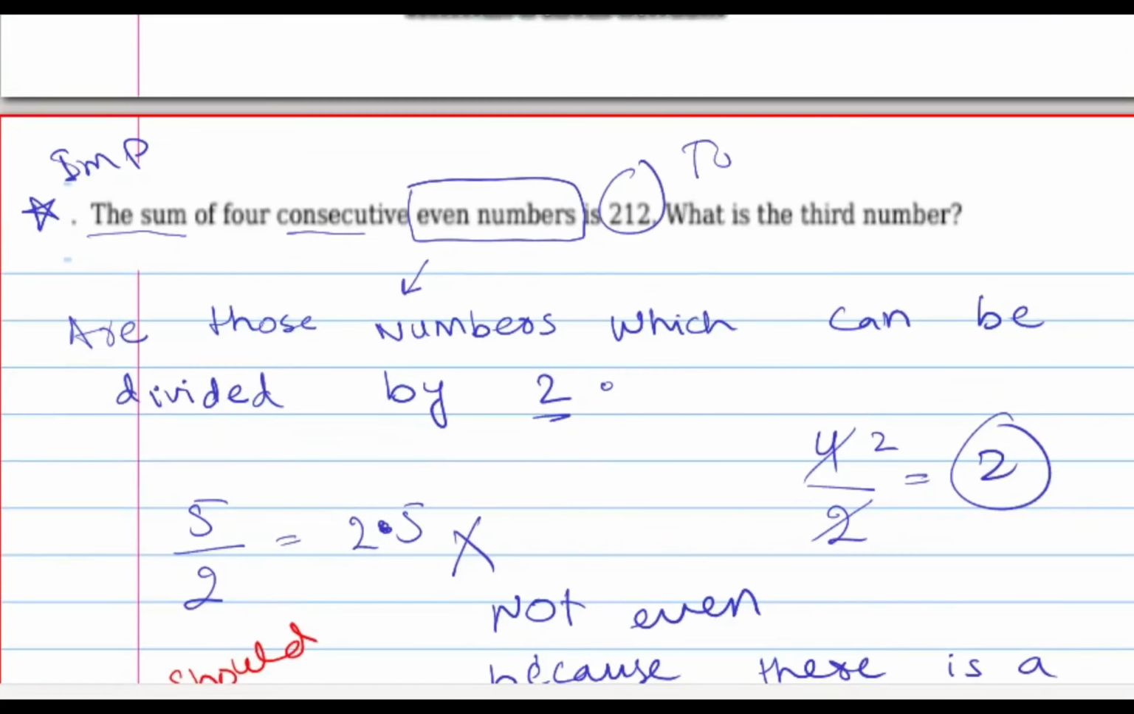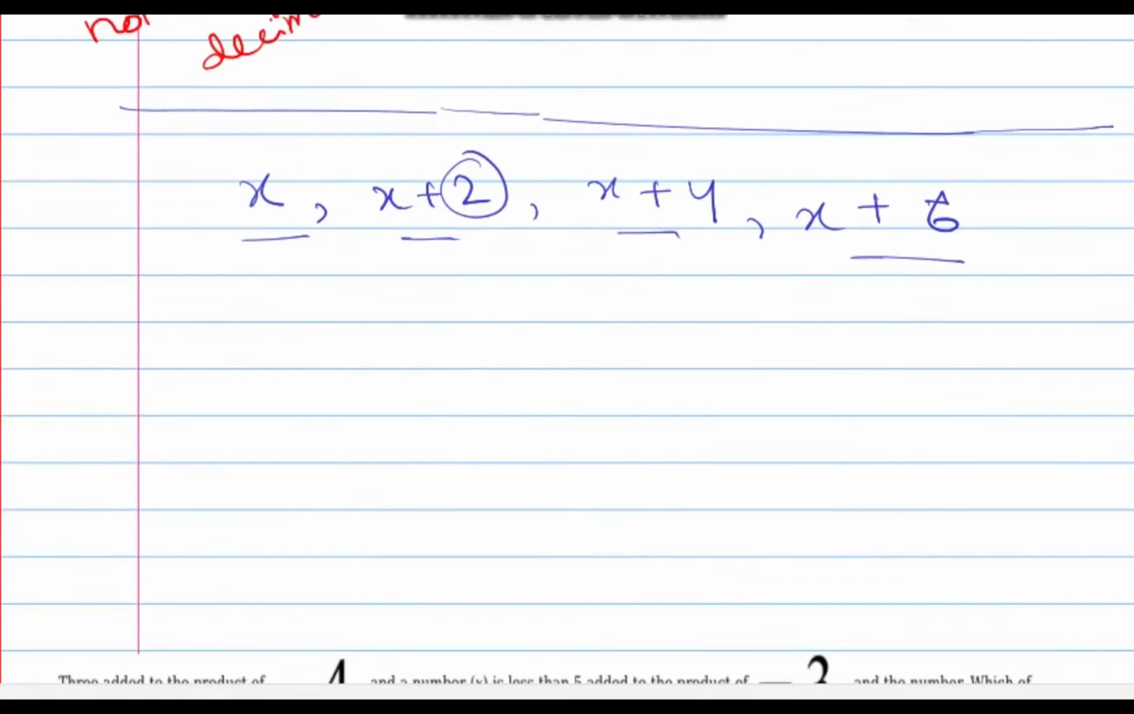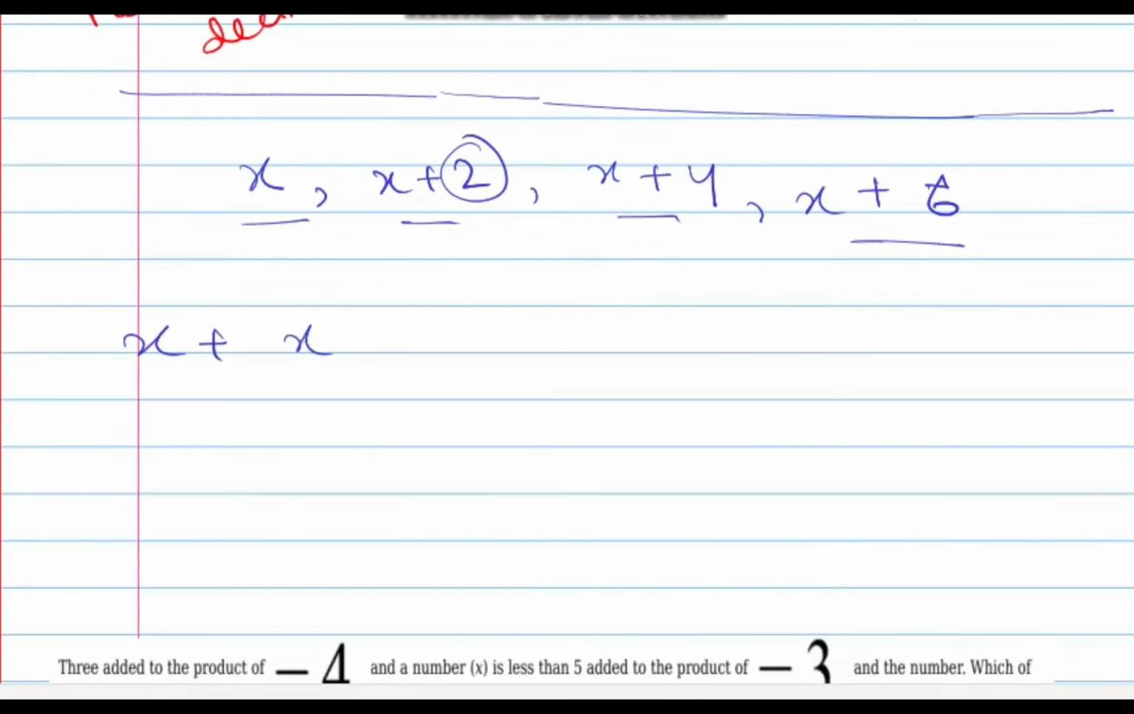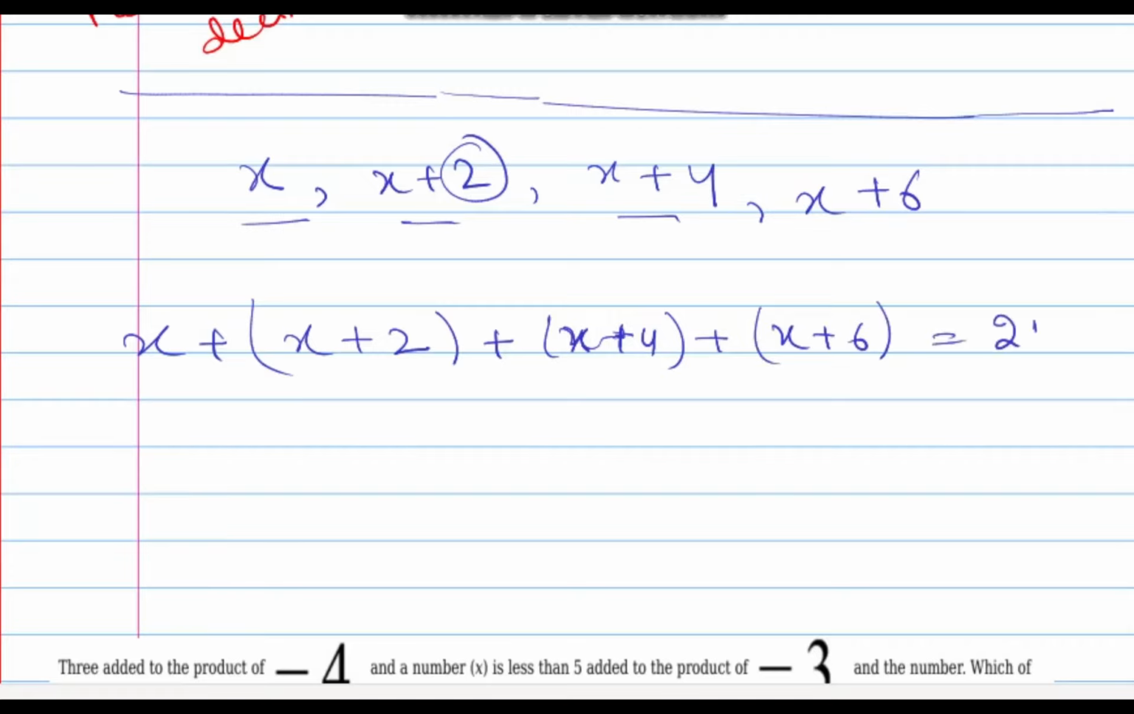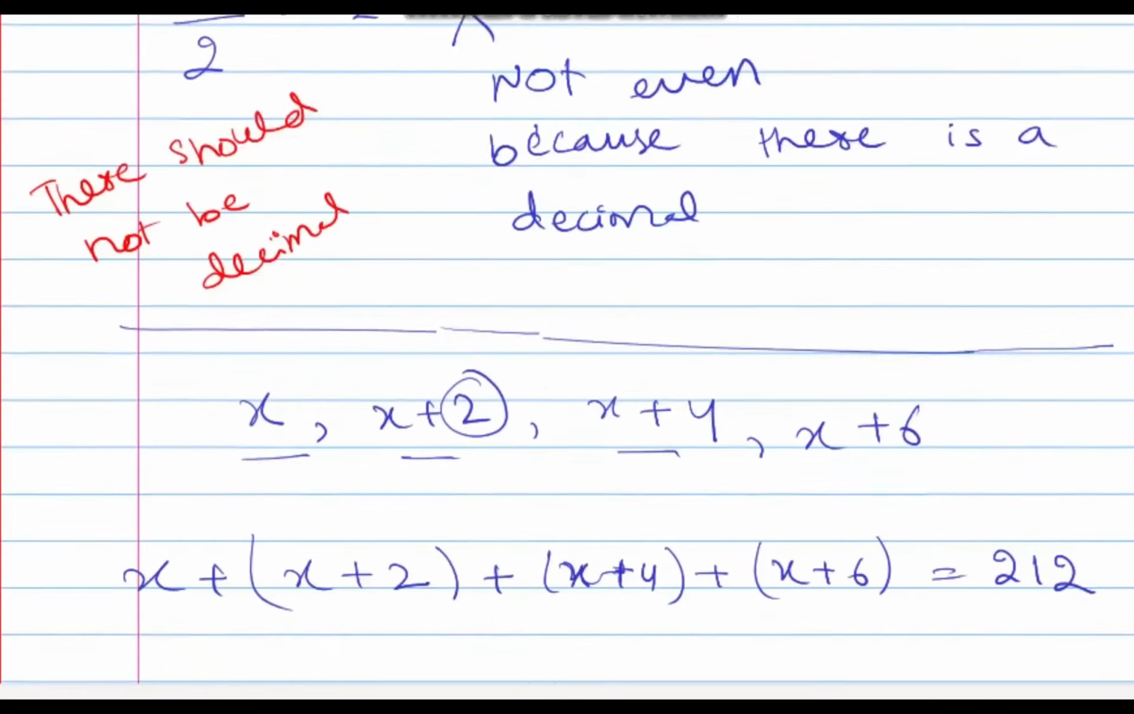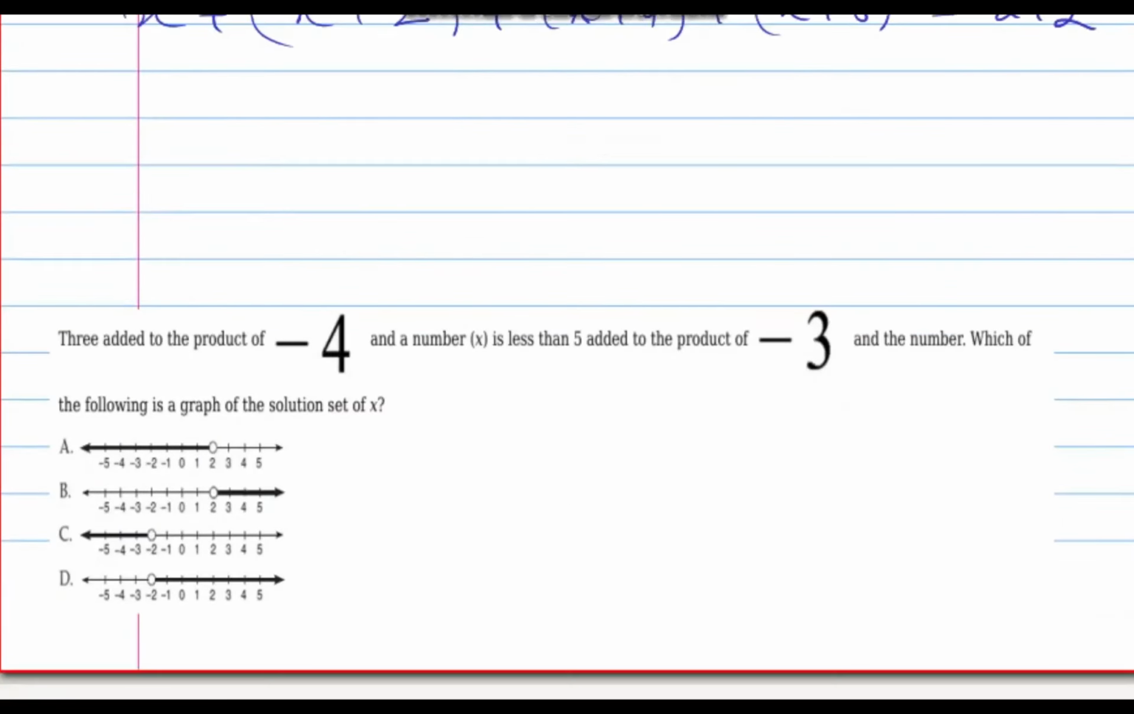Again, we are given the total. So basically, I will add all of these numbers: x plus x plus 2 plus x plus 4 plus x plus 6 is equal to 212. This is your equation. Now please just simplify the equation, and you will get your answer.